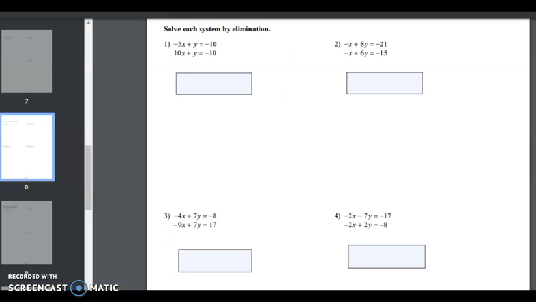We're going to go here and type it in this one. Shift 0, comma, negative 10. Good.